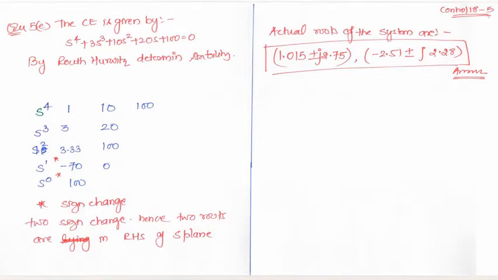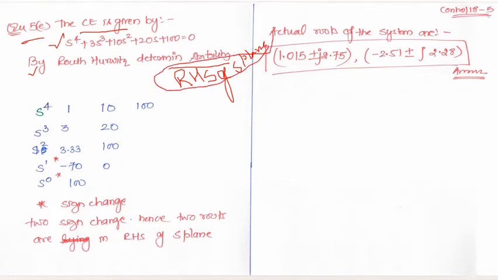Let's go to the next question. Next question is 5e. For the characteristic equation given by this, determine the stability by Routh-Hurwitz. Stability here means the question is asking how many roots are lying in the right hand side of the S plane. This can be easily identified using the Routh-Hurwitz tabular form, which shows that the number of sign changes is equal to the number of roots lying in the right hand side of the S plane.